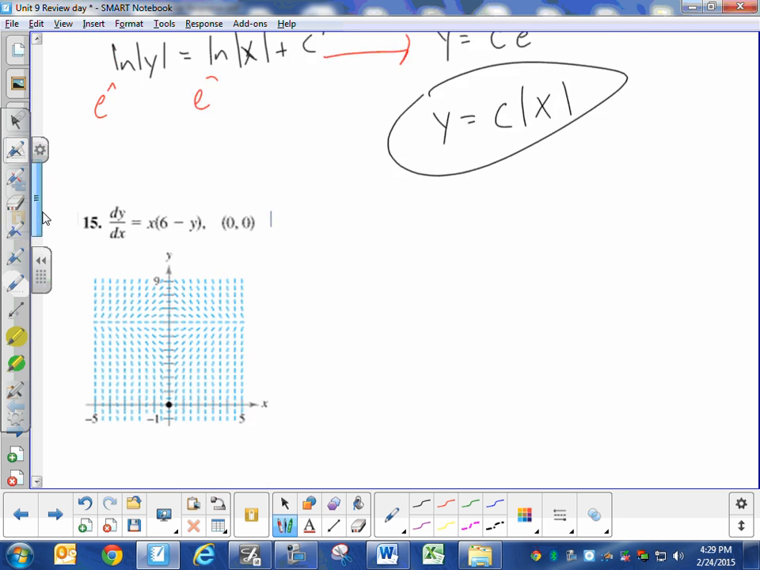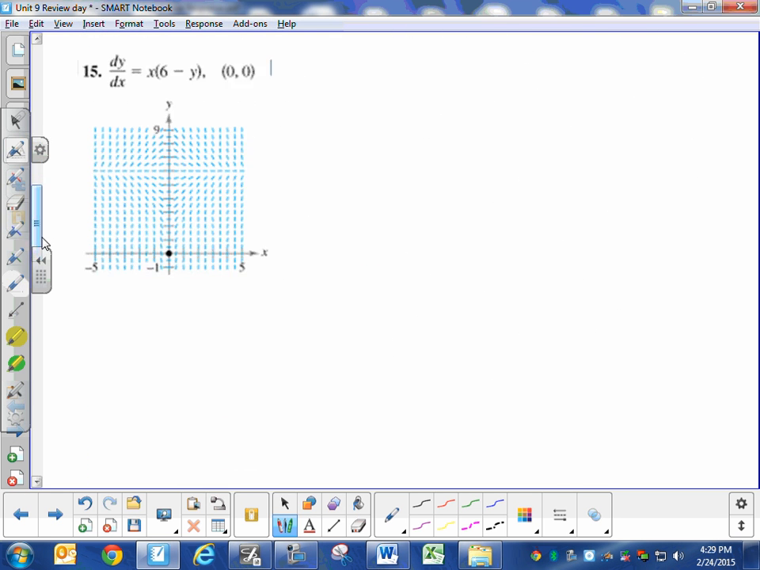All right, next one, 15. So we want to solve this differential equation. We also want to sketch what our solution will look like if it passes through the point 0, 0. So here I can see I have these horizontal tangents, but then I have some vertical tangents. It's almost like we have to shoot over like this.